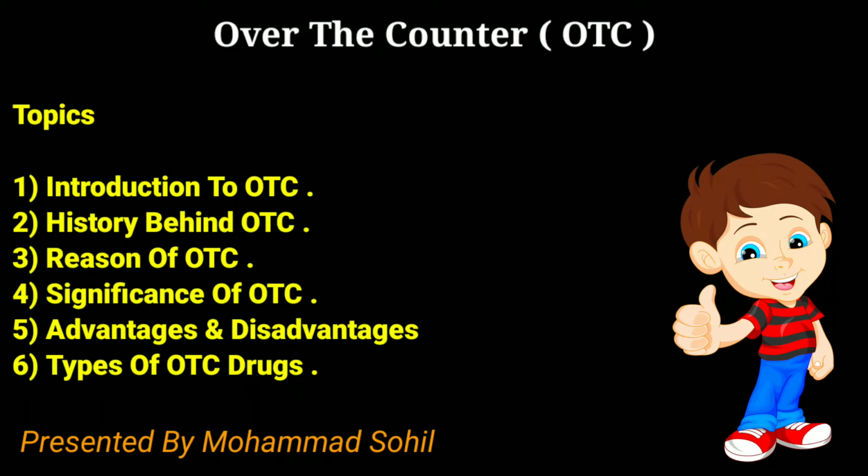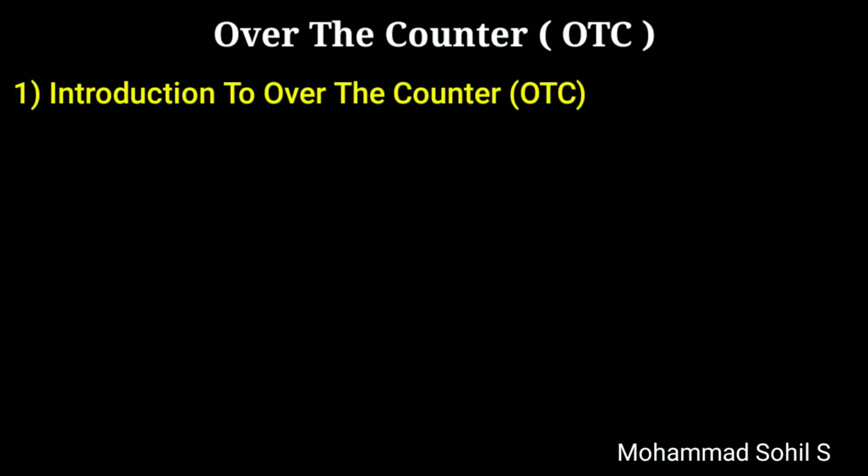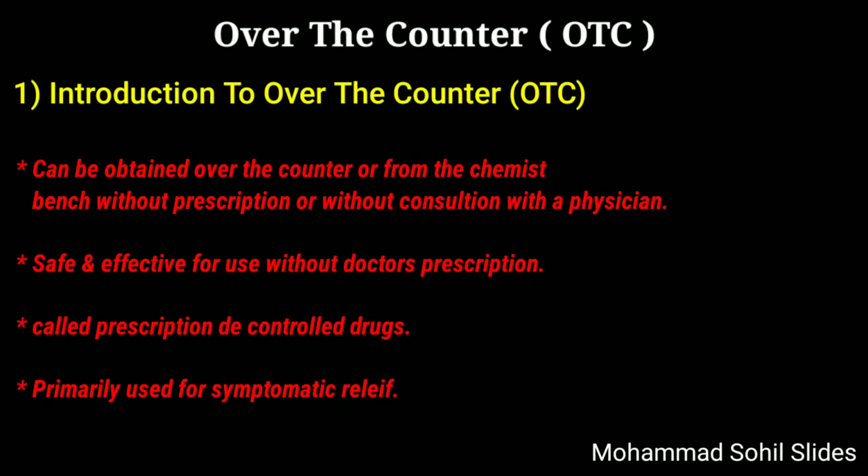First of all, we'll see the introduction to over the counter. OTC medications are those medications that can be obtained over the counter or from the chemist bench without prescription of an RMP and consultation with a physician. Over the counter drugs are those drugs which are safe and effective for use by the general public without a doctor's prescription. It is also called a prescription decontrolled drug.